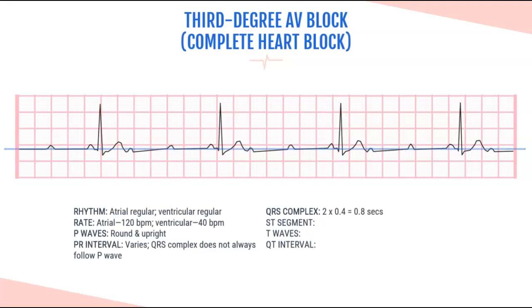Our ST segment, there is some slight depression that you can see. Our T waves are not peaked or inverted, and our QT interval is around 8.5 squares. Multiply that by 0.04 and it gives you 0.34 seconds, which is within normal limits of our QT interval. Our interpretation of this strip is going to be third-degree AV block.